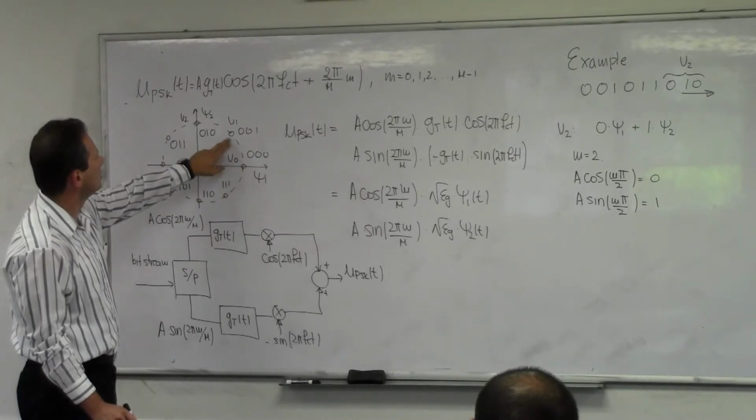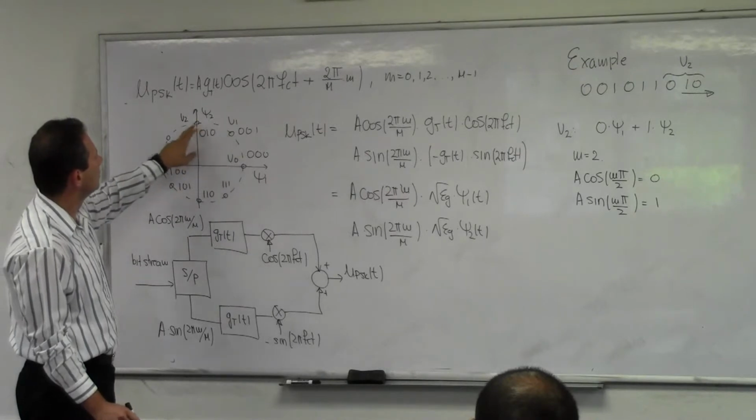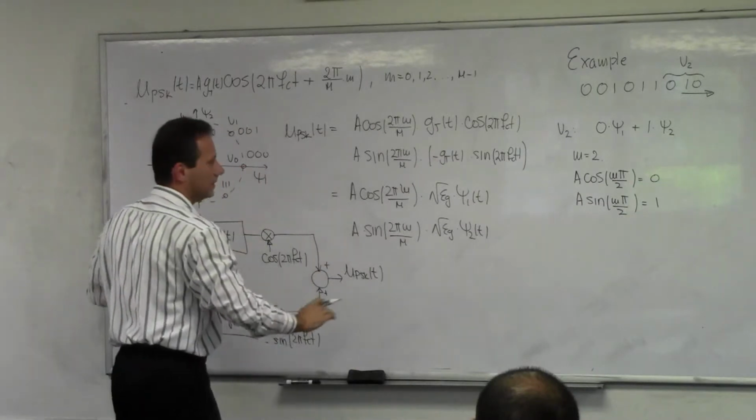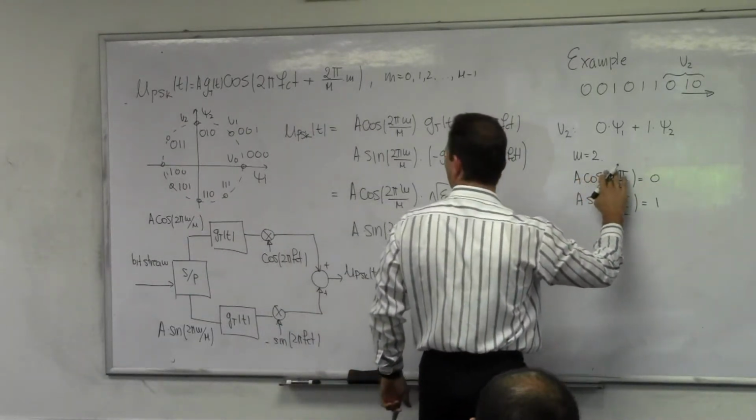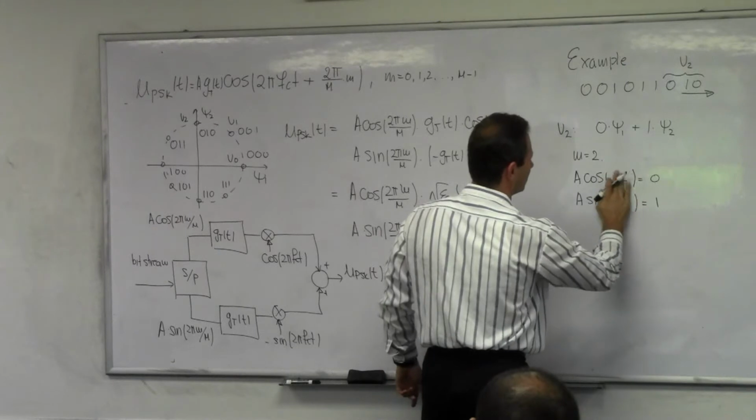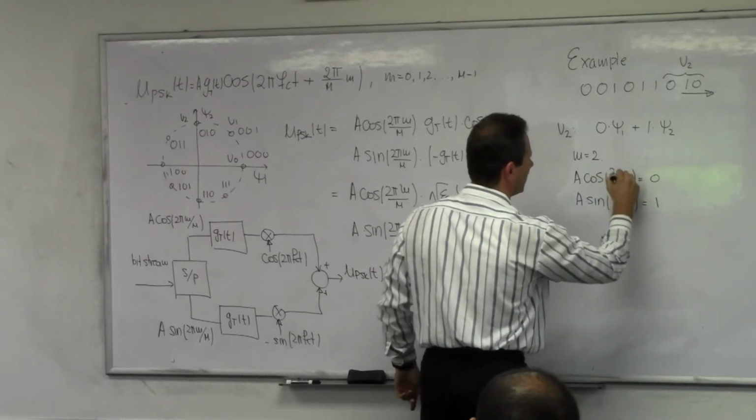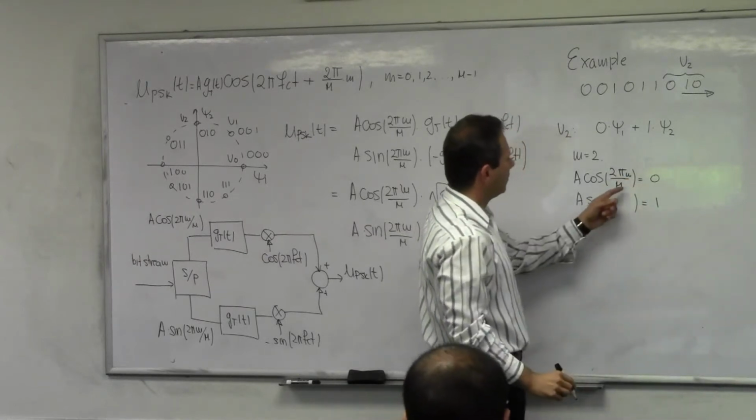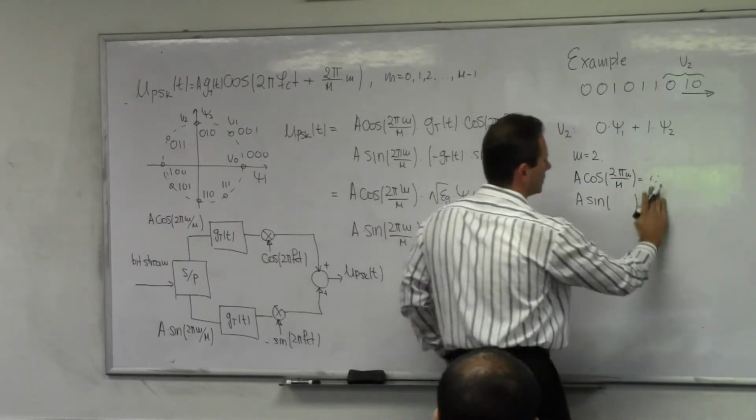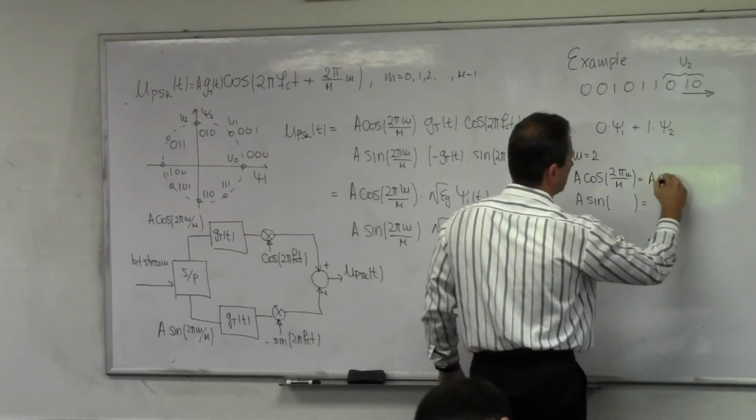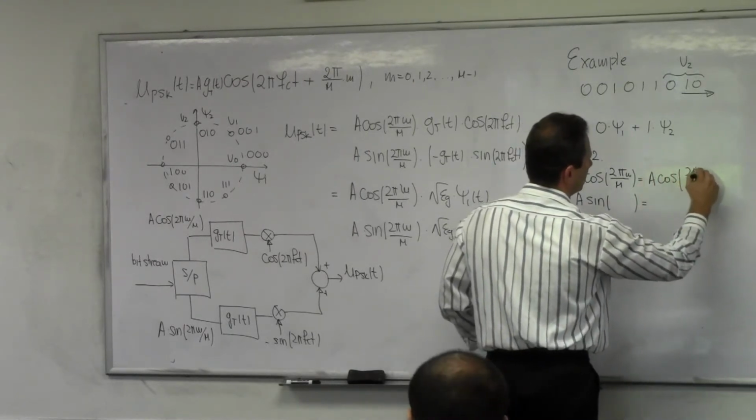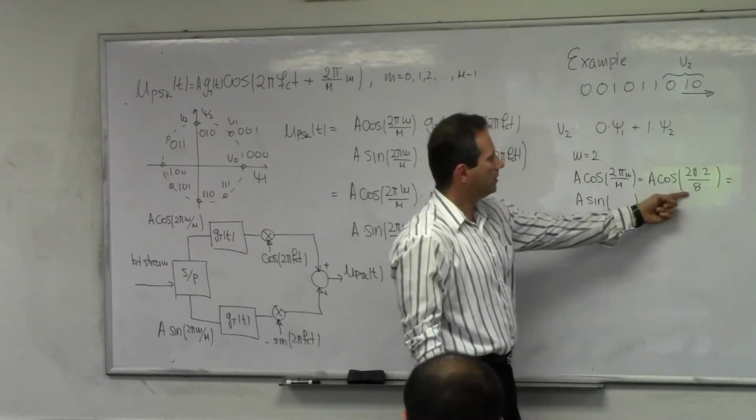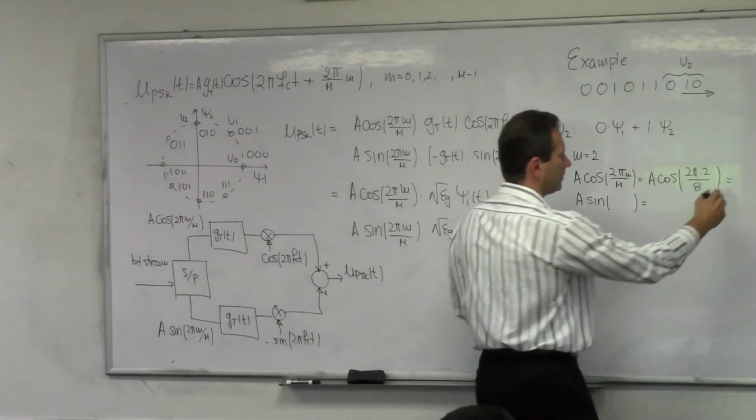Okay, so this is m equal 1, m equal 2. Oh, what I'm missing here is 2 pi. Okay, 2 pi over m. So it's 2 pi m over m, right? So when m is equal to 2, let's just do it again. So it's A cosine 2 pi times 2 over 8, which is cosine of pi over 2, which is 0.